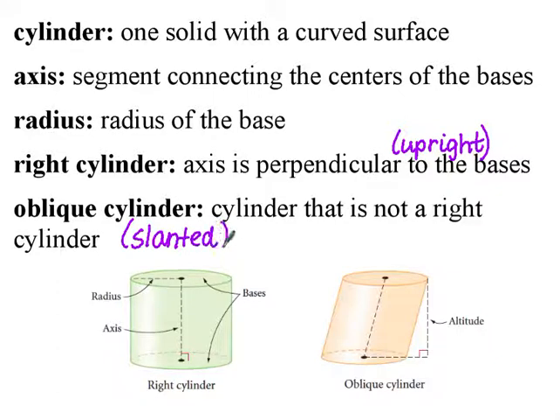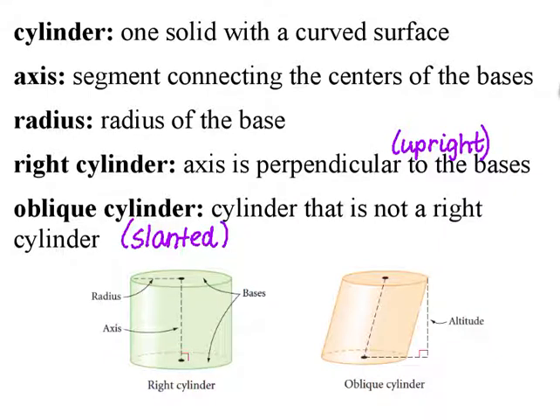So when we refer to something as being a right object, it's upright. It doesn't have any bends. When we think about an oblique, we think about something like the Leaning Tower of Pisa. It's going to lean a little bit. It's not going to be straight up and down. So far so good?